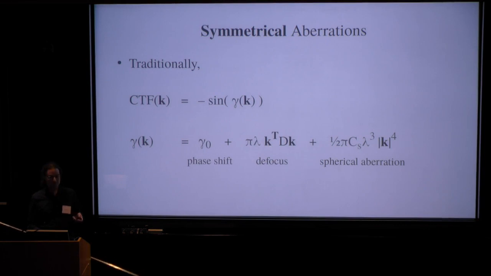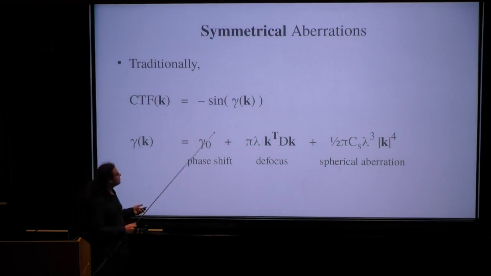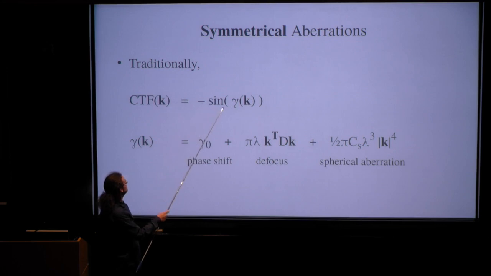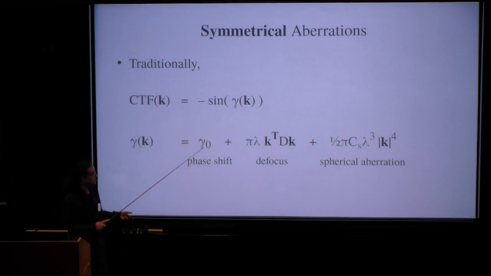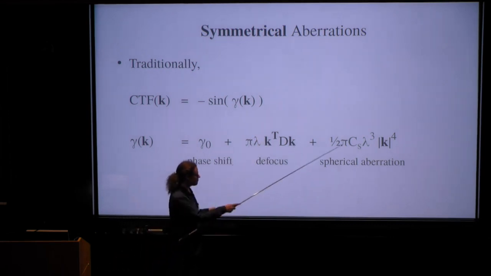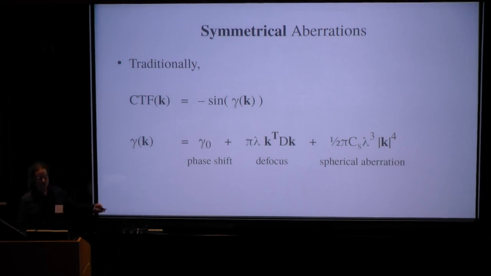Right, so the antisymmetrical aberrations were already known. For the symmetrical ones, this is new territory. I've done something similar, but here we try to find, first off, until now, we have used this CTF, which is just a negative sine of some phase delay gamma, which consists of these 3 terms, a constant, a quadratic, and a 4th order one. Note there are no linear or 3rd order terms because it has to be symmetrical.